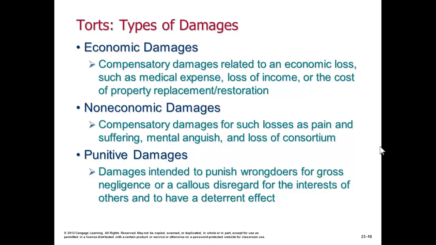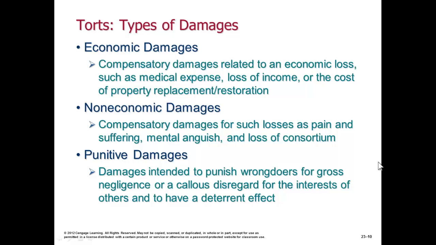Again, the non-economic damages can also include punitive damages, which the definition is at the bottom of this chart. These are the damages intended to punish wrongdoers or the persons who have acted negligently for gross negligence or a callous disregard for the interest of others and to have a deterrent effect. And so the non-economic punitive side of damages can get to be very, very large and very, very unreasonable, depending upon what a lawyer and a jury may think. And we've seen some extreme cases in recent years of a jury awarding very unrealistic punitive damages.